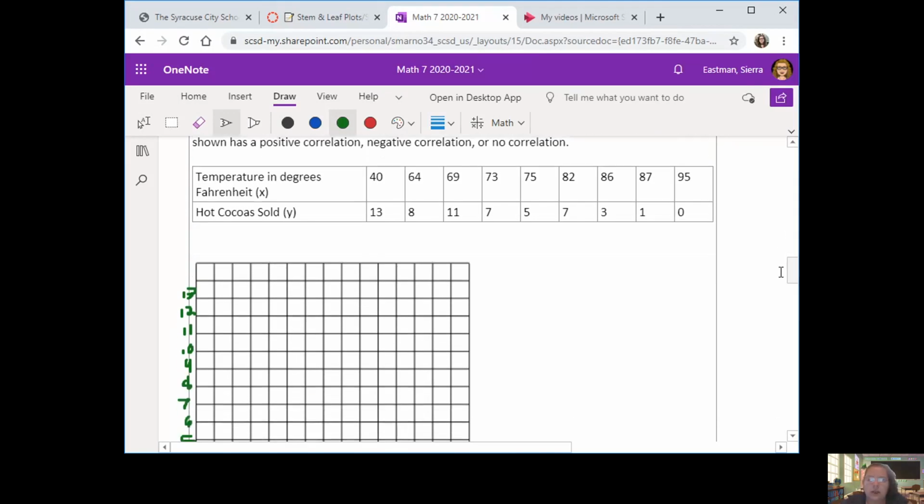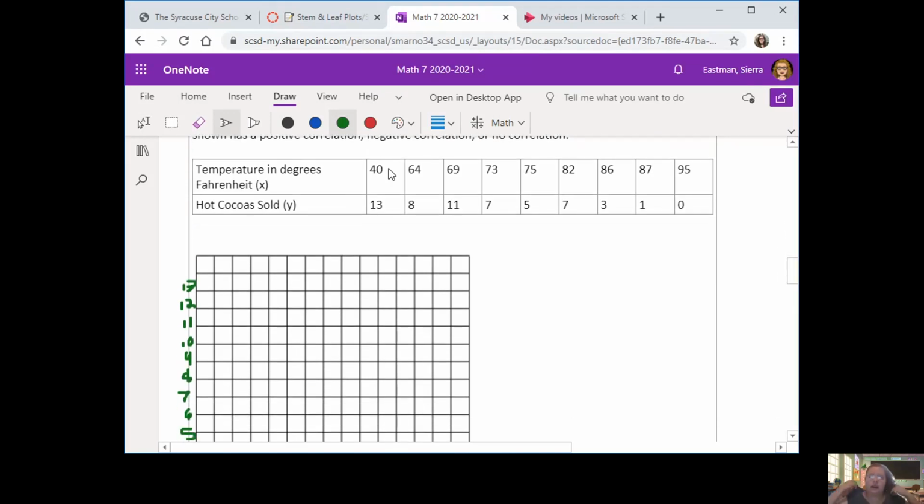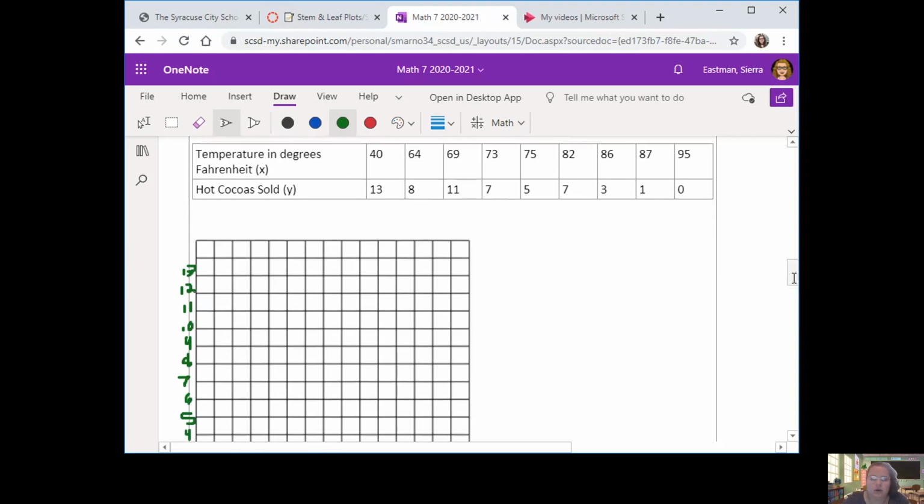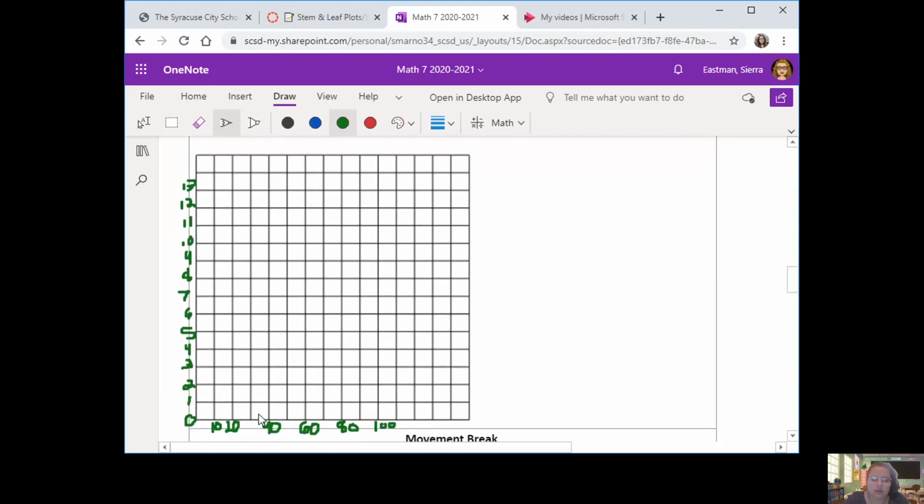So first point says 40 and 13. So we're going to try and find that 40 line on the x-axis here. I could even label that with an x, this one with a y, and then you're finding your 13 on the y-axis.